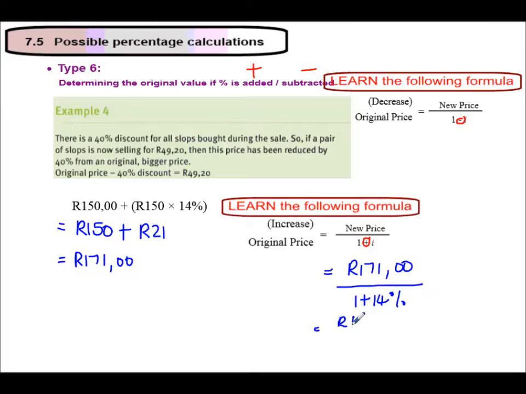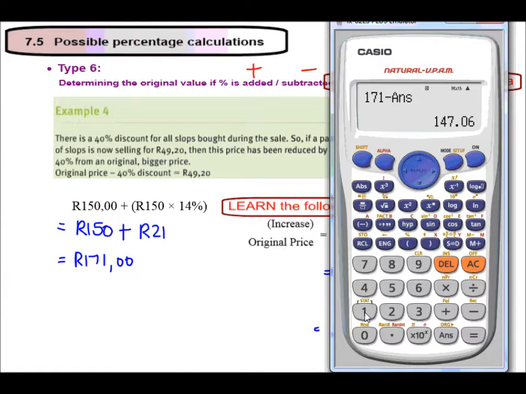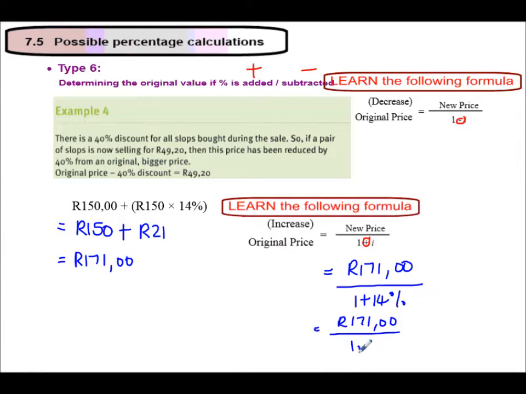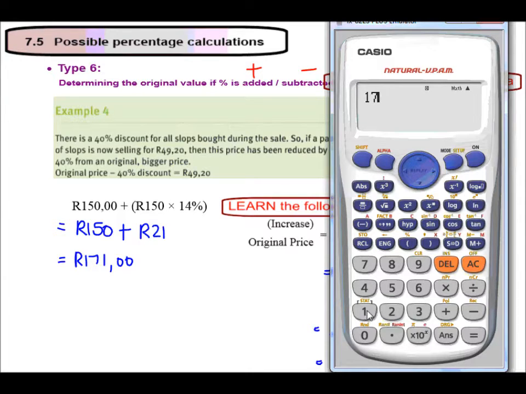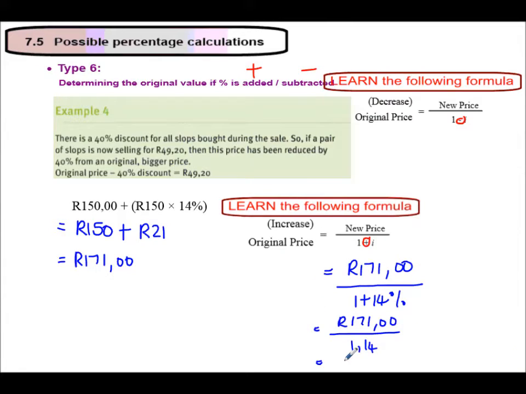So I'm going to have R171 over 1 plus 14%, which equals 1,14. So I'm going to divide by 1,14, and if I do that, the answer will be, I've still got the answer in temporary memory, R171 divided by answer equals, and then you get back to your R150. I hope I've convinced you that you can't subtract when you are going to find the original price. So if there was an increase, I've added that, I must divide by 1 plus 14%.